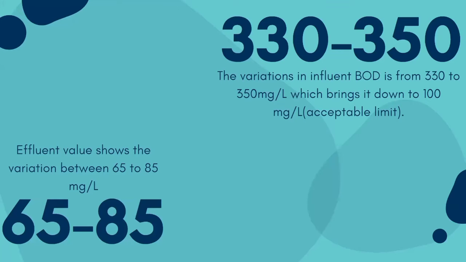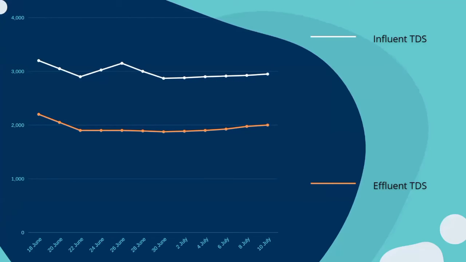The variation in influent BOD is from 330 to 350 milligram per liter, which is brought down to 100 milligram per liter, which is the acceptable limit. The effluent value shows the variation between 65 to 85 milligram per liter. Show the next slide.